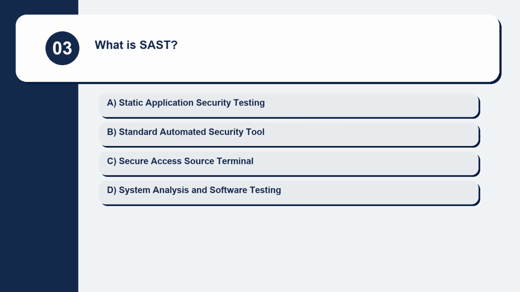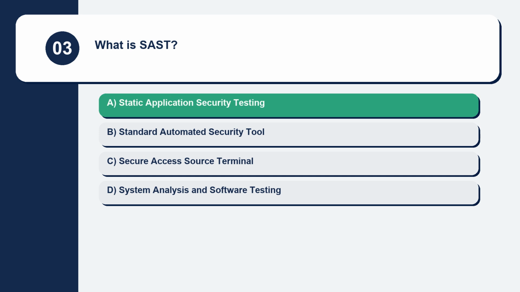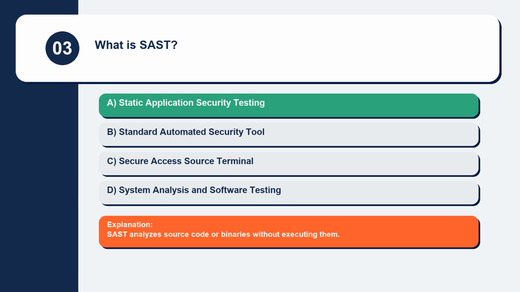Question 3. What is SAST? Static Application Security Testing. Standard Automated Security Tool. Secure Access Source Terminal. System Analysis and Software Testing. SAST analyzes source code or binaries without executing them.